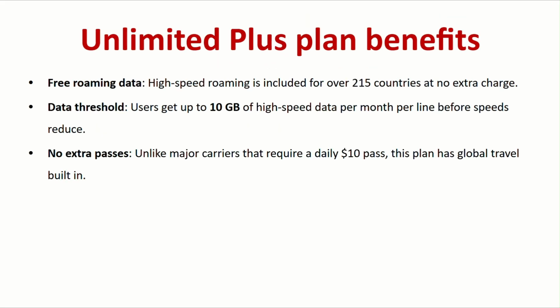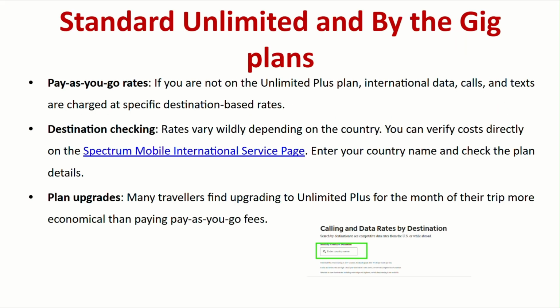Unlimited Plus plan benefits. Free roaming data: high-speed roaming is included for over 215 countries at no extra charge. Data threshold: users get up to 10 GB of high-speed data per month per line before speeds reduce. No extra passes: unlike major carriers that require a daily $10 pass, this plan has global travel built in.